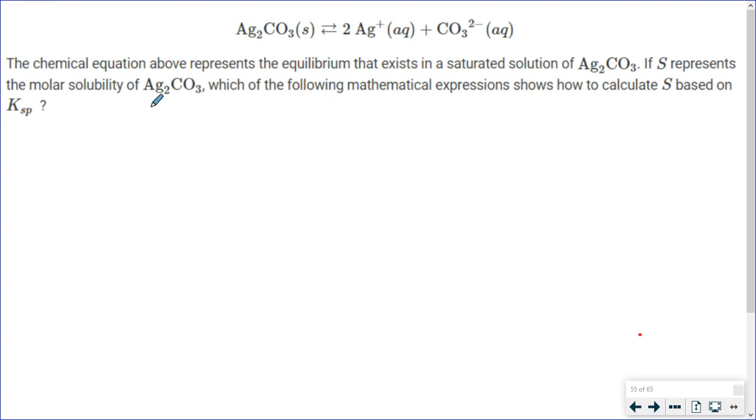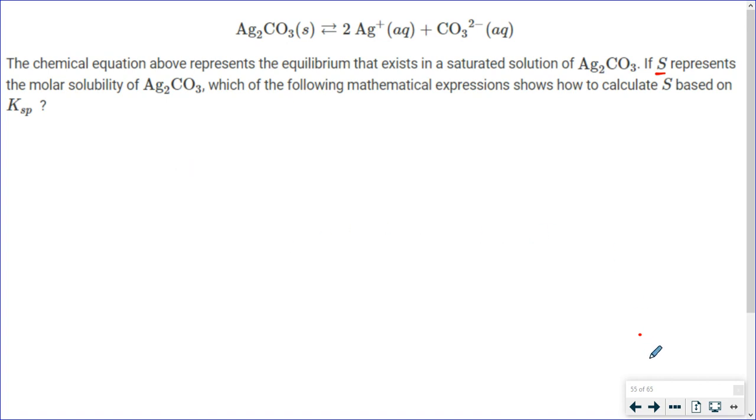Here's our first one. The chemical equation represents the equilibrium that exists in a saturated solution of silver carbonate. S represents the molar solubility of silver carbonate. And which of the following mathematical expressions shows how to calculate molar solubility?